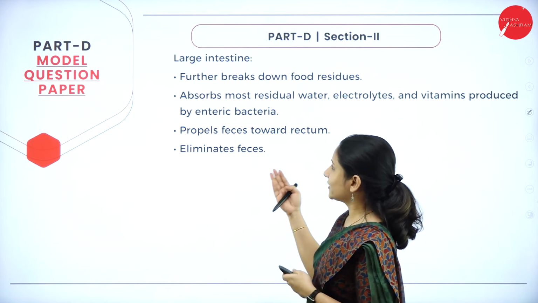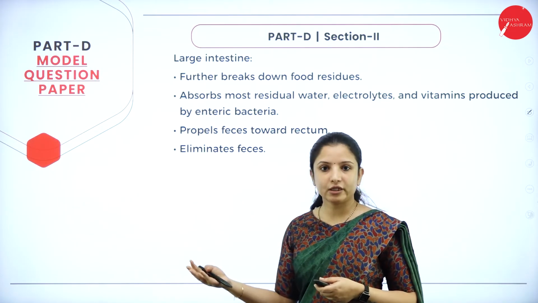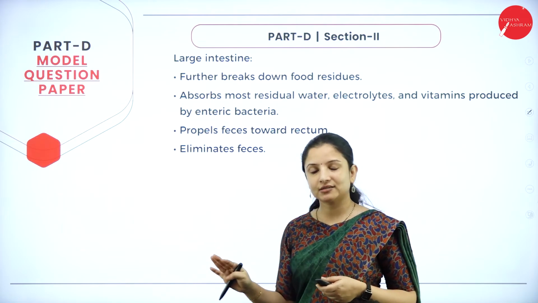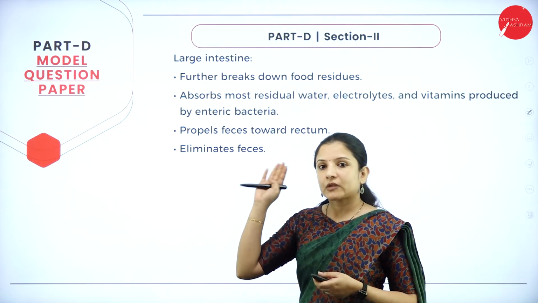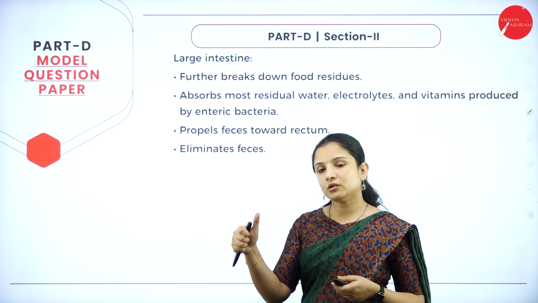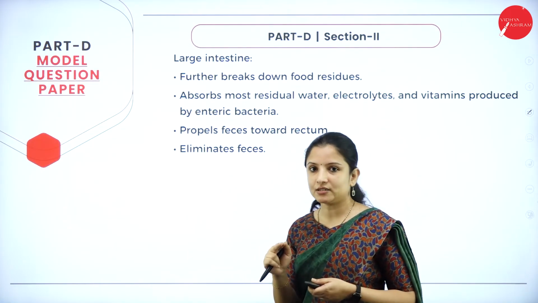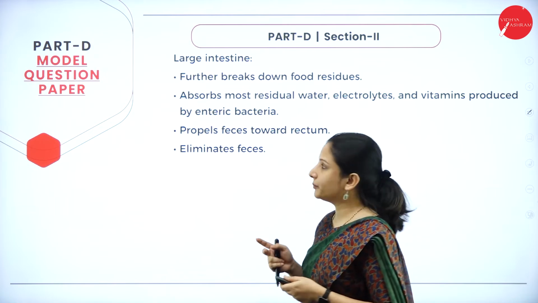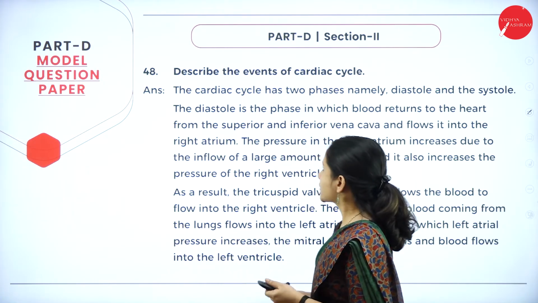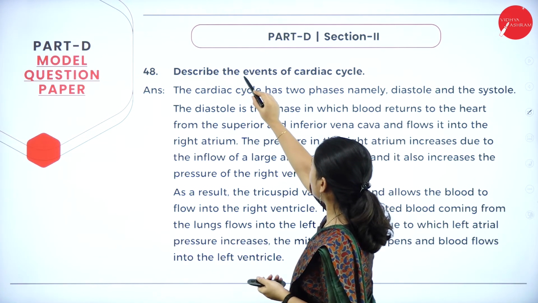Okay. Large intestine and all, I have given everything here, but no need of writing, because in large intestine digestion will not occur. Carbohydrate digestion in mouth, in the stomach, then in the small intestine. These 3, if you write it, is enough. Explain them properly. So moving on to the next question, describe the events of cardiac cycle.